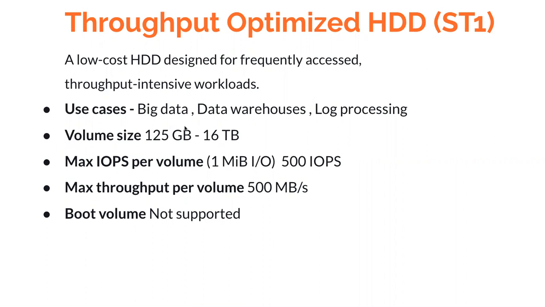Volume size is minimum 125 GB and maximum 16 TB. Maximum IOPS per volume is 500 IOPS, input output operations per second. Max throughput per volume is 500 MB per second, and boot volume is not supported. You cannot attach this HDD to the root volume or as a boot volume. So HDD cannot support the boot volume or the root device.